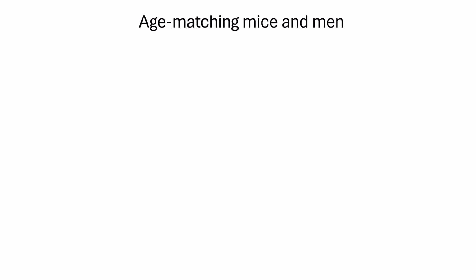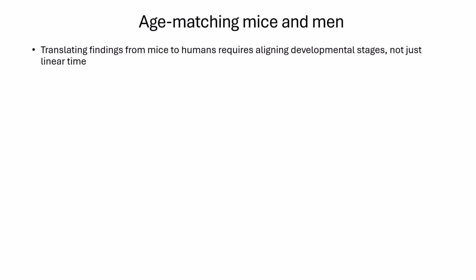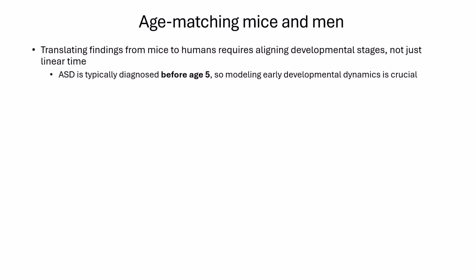Okay. Now I described mice. That's nice. How can this actually map to people? Not that this can be used clinically, but I still would like to try to get a sense of these things. Translating findings from mice to humans, especially for developmental things, requires aligning developmental stages, not just a linear time frame. Mice live about 2-3 years. Humans live around 80 years. You can't just map it one-to-one because it's not linear. And here, for example, ASD is typically diagnosed before age 5, so modeling early developmental dynamics is crucial.